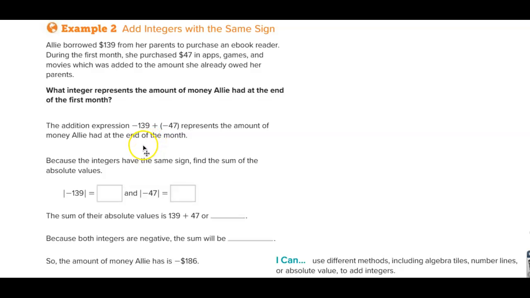Now, they want you to get used to using this absolute value method of adding numbers with like signs. They're both negative. So when we add two numbers that have the same sign, we just add them together, all right? We think about 139 and 47, and we kind of don't think about the negatives right now. So we just add those two numbers together and we get 186. But then we go back and we say, would that be a positive or a negative 186? Well, because the original two numbers were negative, this is a negative 186, and they have written it right there.